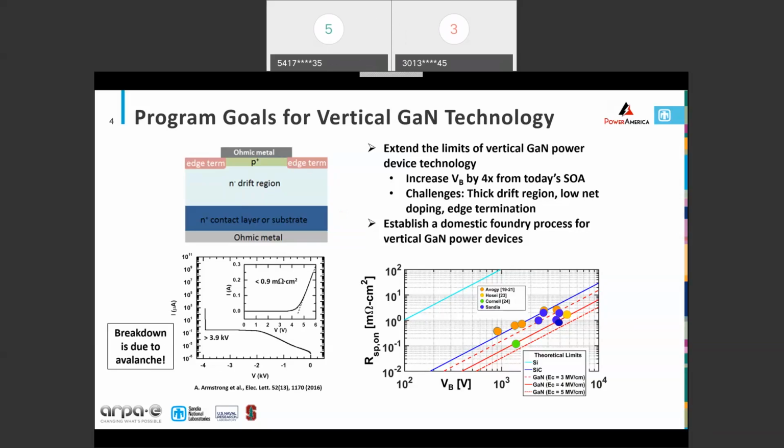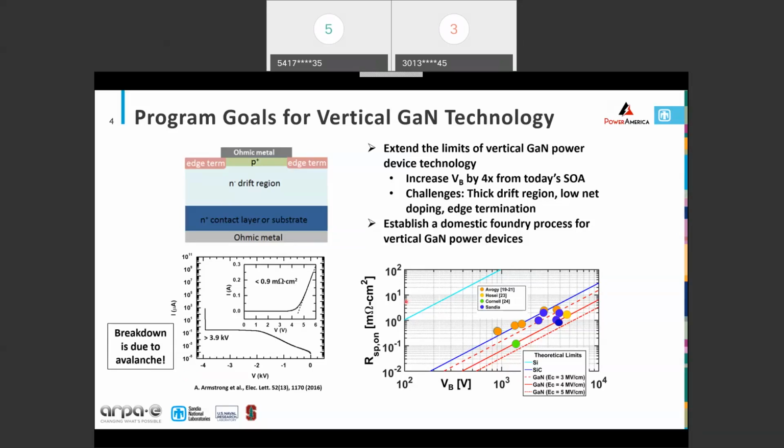So I just have an example from a previous project that we did a few years ago. This was a vertical GaN PN diode, and you can see pretty high breakdown voltage, close to 4 kilovolts, and a pretty nice differential on-resistance here. This breakdown is in fact due to avalanche. I'll talk about that a little more later, but you often hear GaN does not avalanche. That's generally true for the HEMTs, but for these vertical devices, avalanche has been demonstrated by a number of groups over the years.